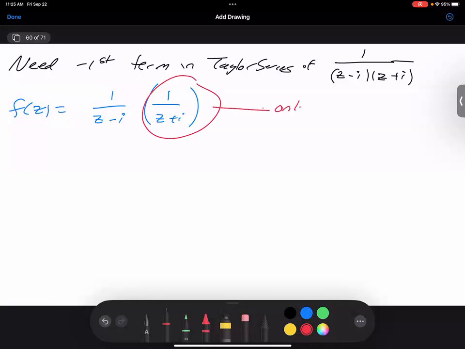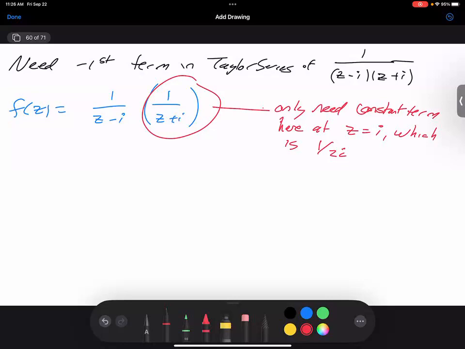So we only need the constant term. At z equals i, 1 over 2i. Right? How do you get the constant term? You just evaluate the function. If I wanted the linear term, I would take the derivative. If I wanted the quadratic term, I would take 2 derivatives, and then I either multiply or divide by 2 factorial.